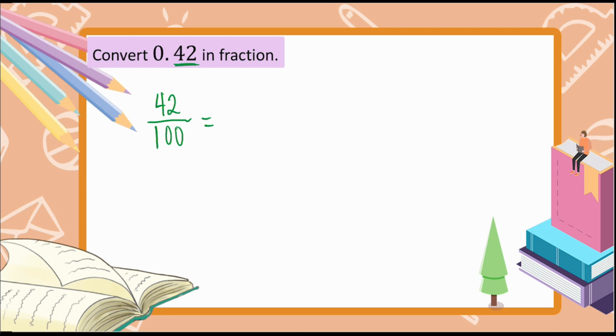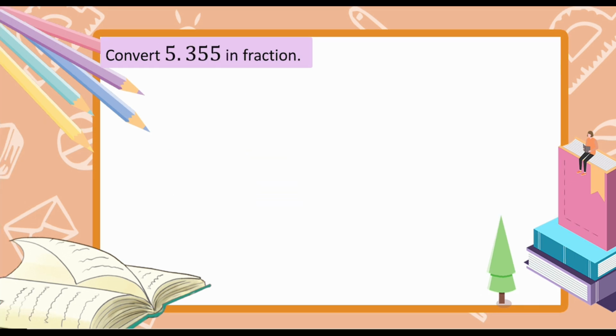And then get the lowest term of 42 and 100. So yung pwede nating i-divide dun sa dalawa is 2, the smallest. So we will have 21 over 50. Okay, so that is the lowest term of 42 and 100. Therefore, 0.42 is equal to 21 over 50 in fraction.